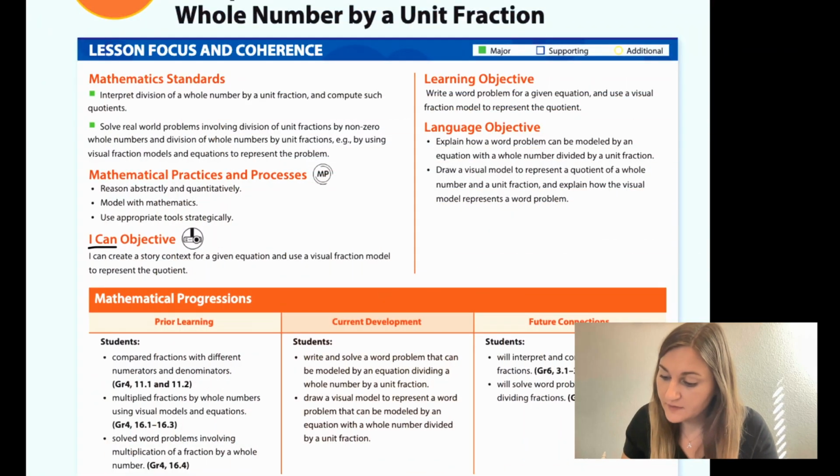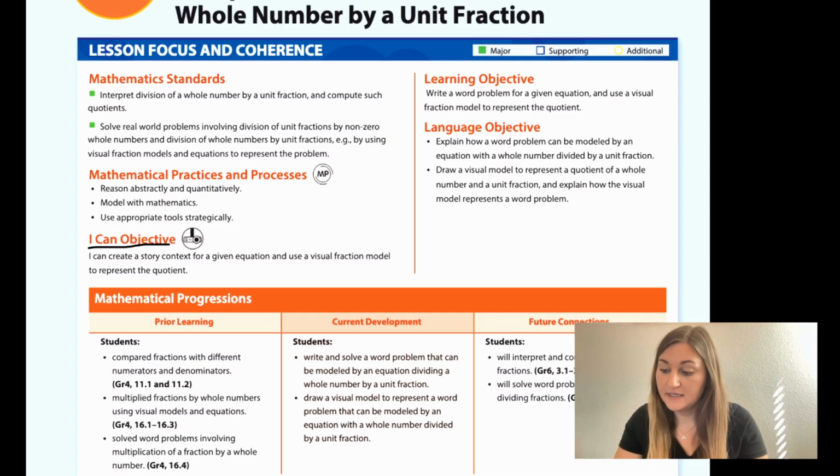Let's start off by going over the I can objective. It says, I can create a story context for a given equation and use a visual fraction model to represent the quotient. The learning objective is to write a word problem for a given equation and use a visual fraction model to represent the quotient.